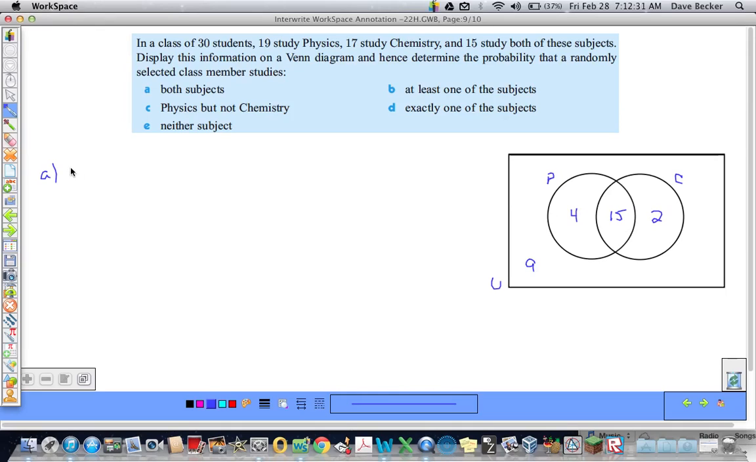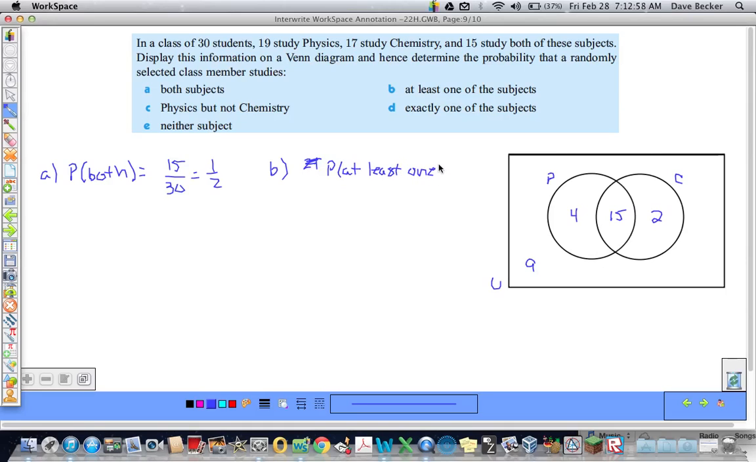Okay? So, what's the probability that they study both? So, probability of both is going to equal 15 out of 30, what they have in common, or 1/2. Okay? At least one of the subjects. Well, at least one of the subjects, that's all of these folks. So that's going to be 21 out of 30. Probability of at least one.